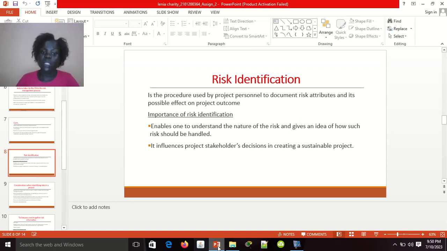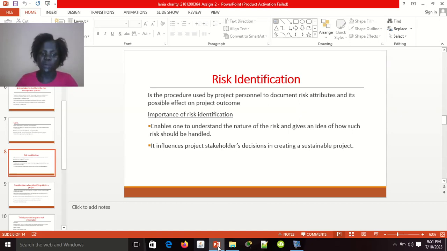So this is the procedure used by the project personnel to document risk attributes and their possible effect on the project outcome. So, risk identification: you study and dig deeper into the risk, into detail, so that you get a clear picture of which risk this is, its category, the cause of it, what it is targeting, every detail, so that it is easy for you to know, if I get such a risk, this is it, and you know how to handle it.